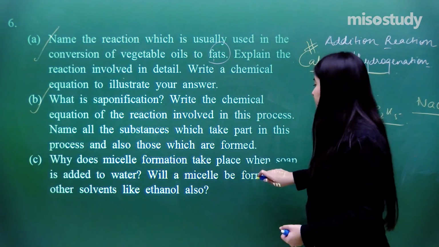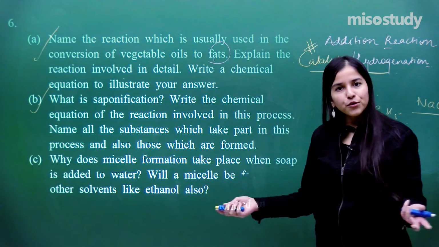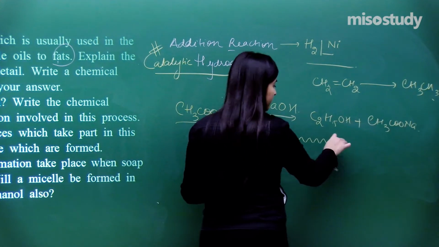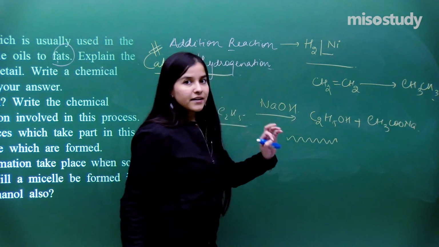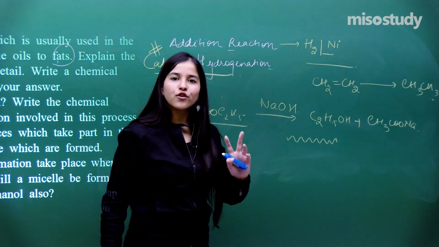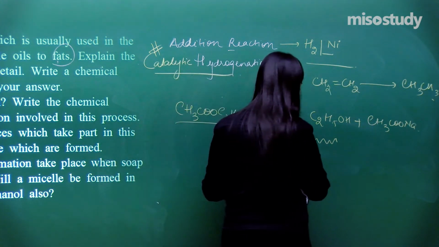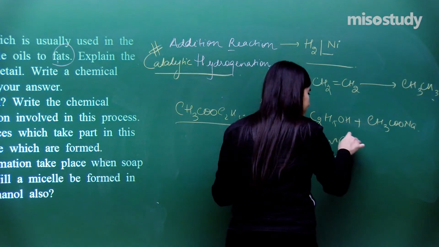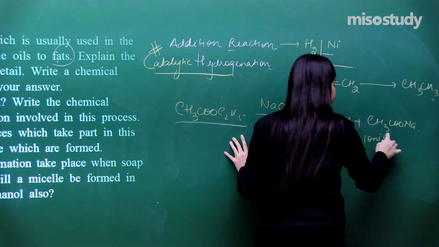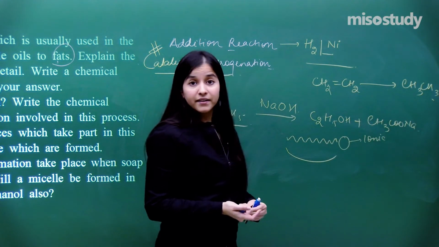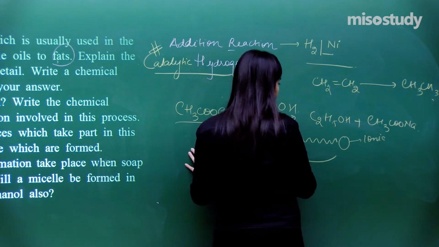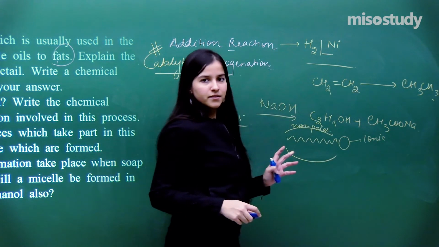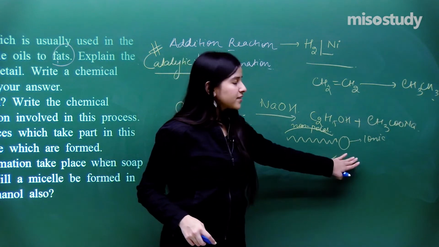Why does micelle formation take place when soap is added to the water? You know it very well. See here, soap is the sodium or potassium salt of a long chain fatty acid. Long chain means having a very long carbon chain. This is just a bond line representation of that carbon chain having a head which is ionic, and this head can be any ion, Na plus or K plus. So this is going to be the non-polar part, that means hydrophobic. This is hydrophobic, this is hydrophilic.